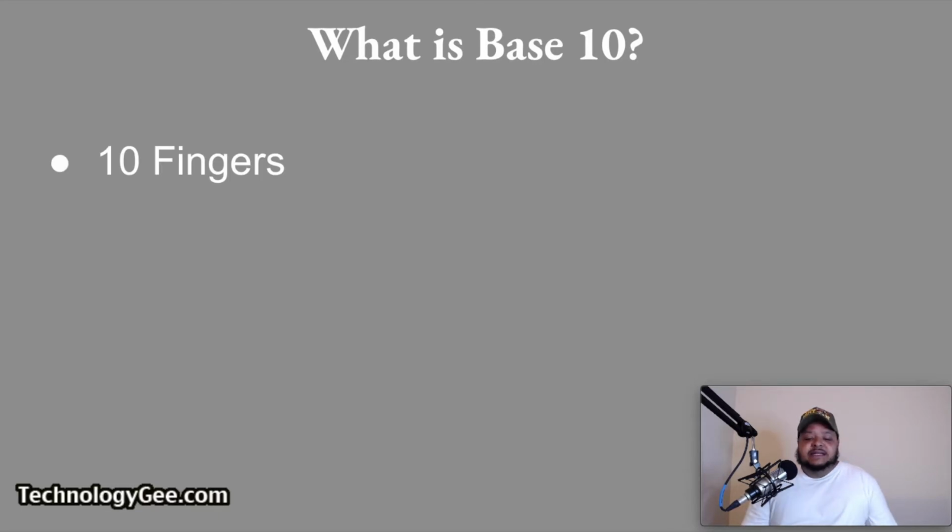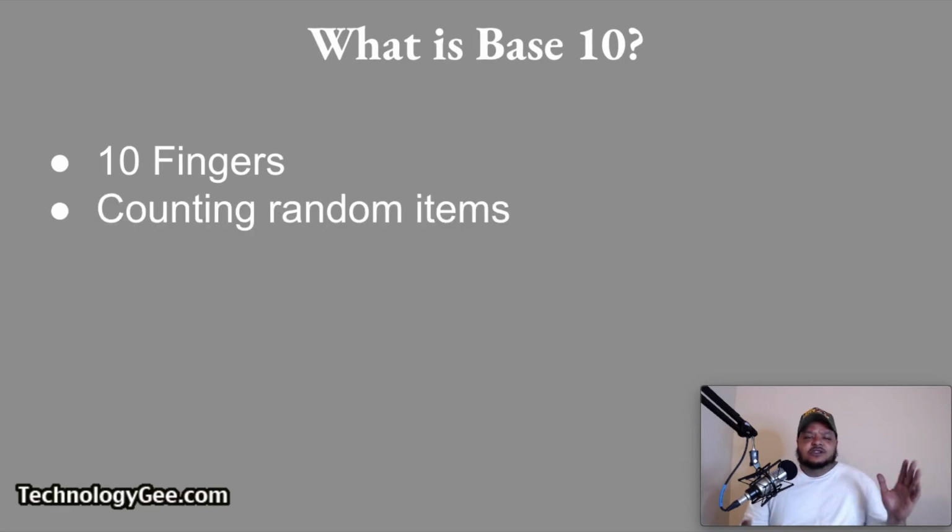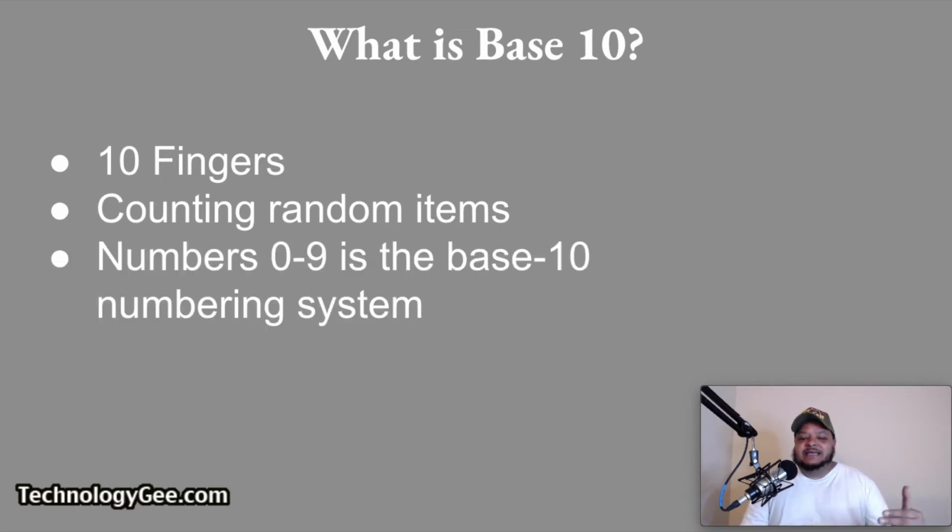So to truly understand how binary works, we must first discuss a numbering system known as base 10. Now, if you ever used your fingers to add numbers up, 1, 2, 3, 4, 5, 6, 7, 8, 9, 10, things you should have learned in kindergarten, then you were already using the concept of base 10. You're using your fingers to count, or you're just counting random objects. That's base 10. Basically, numbers 0 through 9 is the base 10 numbering system. And this also includes decimal numbers as well.